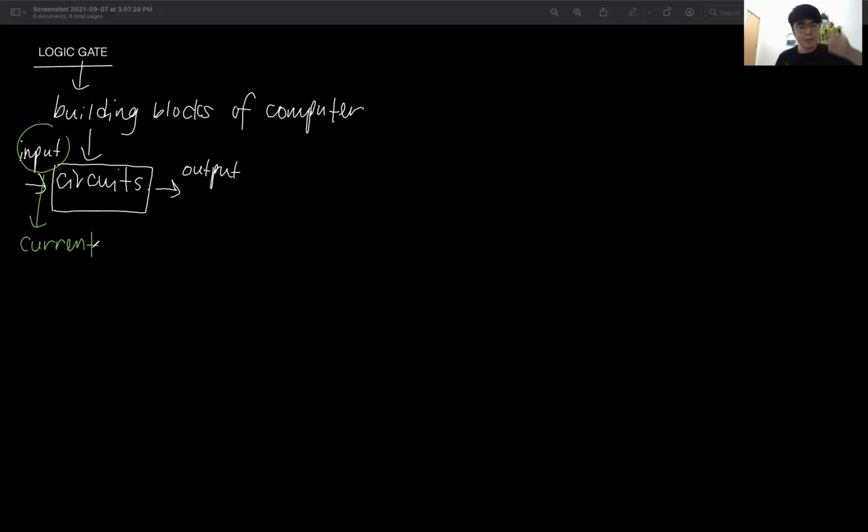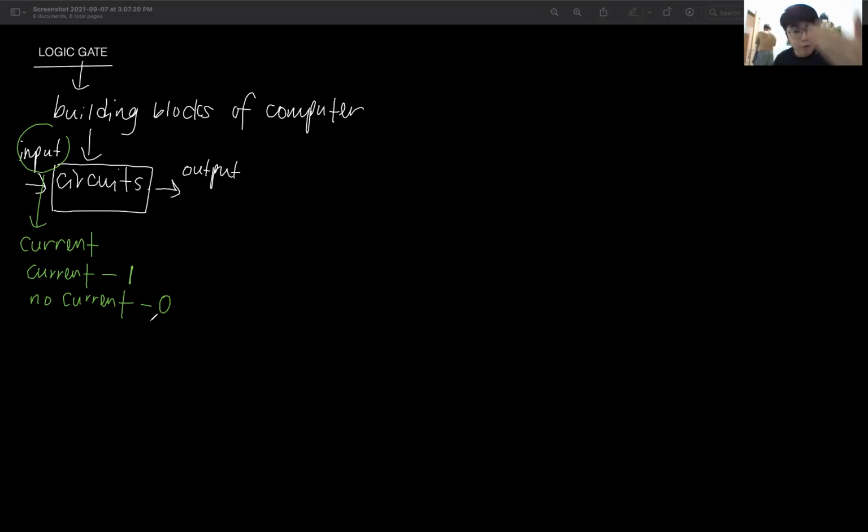Okay, the input is in the form of current. That is the language of the computer. So if current is present, we would use a 1. And if current is not present, there's no current, we give it a 0. That is why you always see this 1 0 1 0 1 0 in the Matrix, right? If you have watched the Matrix movie, 1 0 1 0 1 0.